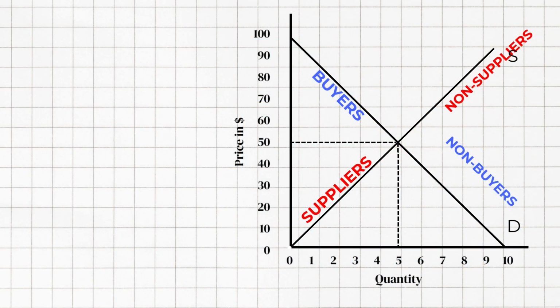Now, let's look at the left side of the diagram, because that's where all the action is, since the right side is where the non-buyers and non-suppliers hang out.